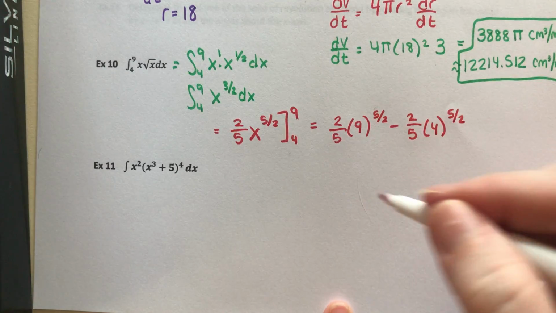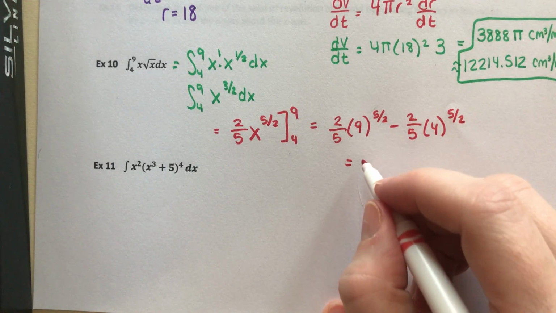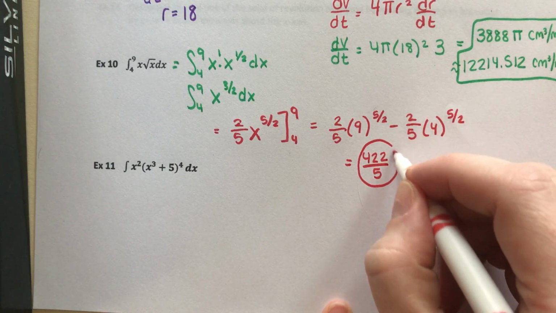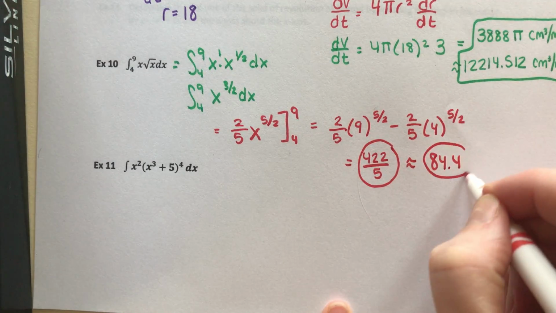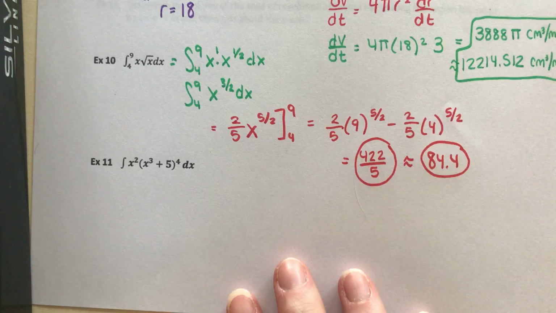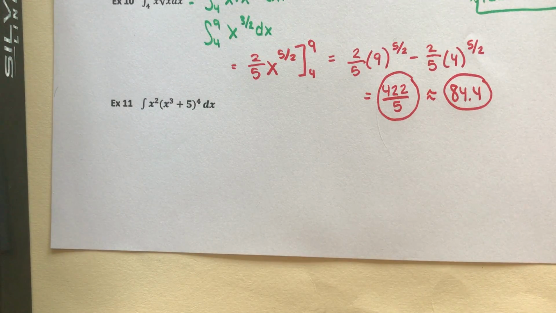And again, you can do that all at once on your calculator. If you have the Inspire, you're probably going to get a fraction, so 422 over 5. If you have the 84, you should get 84.4. Okay, so the next couple of questions deal with U substitution. So let's start with number 11.